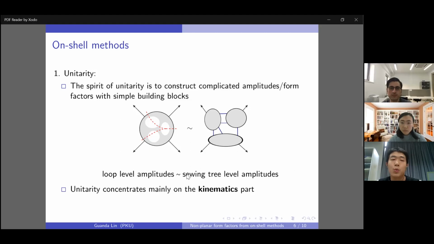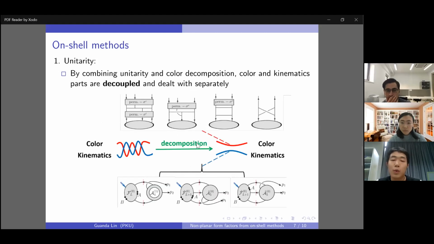So how do we deal with the problem of the color part? We use the color decomposition. By combining unitarity and color decomposition, the color part and the kinematics part are decoupled and can be dealt with separately, as shown in the following figure. The color part is decoupled by the color decomposition in the upper part, and the lower part is the non-planar cuts to calculate the kinematics part.